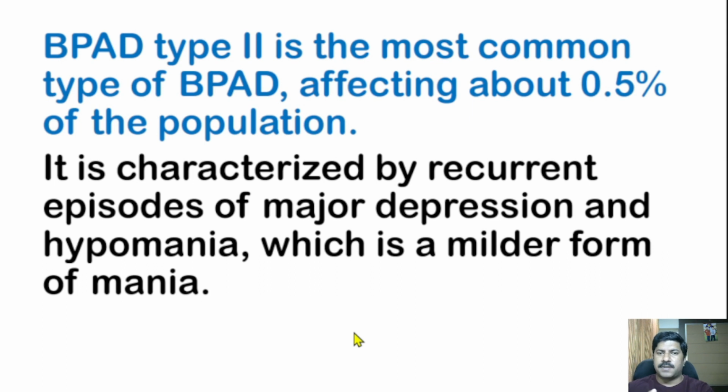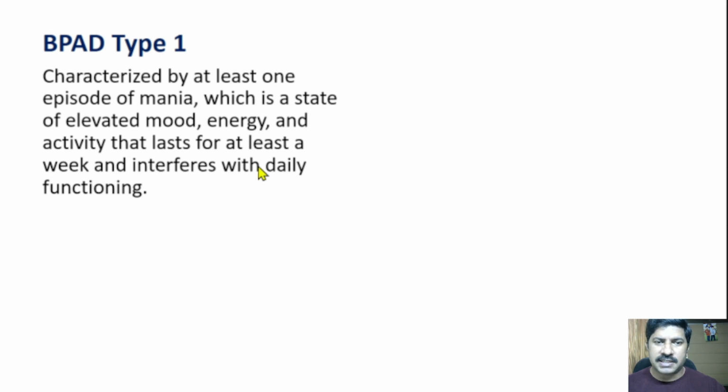But in the case of BPAD type 1, there will be a clear type of mania that will affect the person's daily life. So that is the main difference between BPAD type 1 and BPAD type 2. I will briefly explain the difference here. First, BPAD type 1 is characterized by at least one episode of mania. Full-blown mania will be there in BPAD type 1, which is a state of elevated mood, energy and activity that lasts for at least a week and interferes with daily functioning.